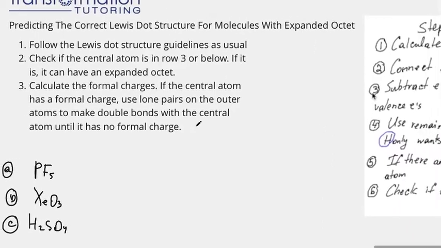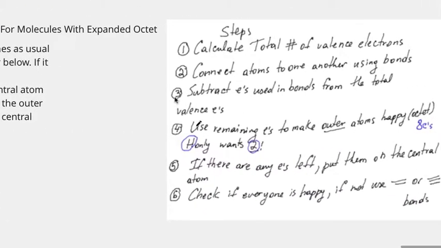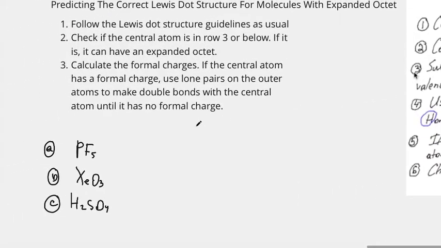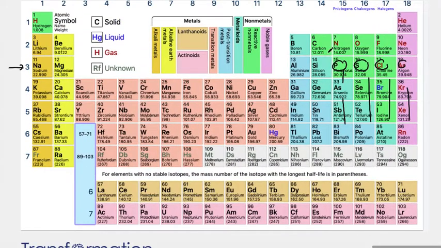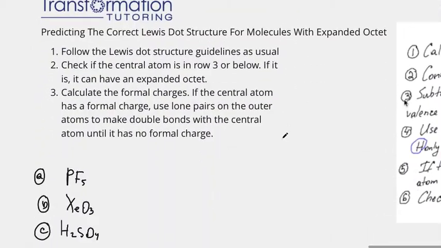Okay, we will go through my guidelines. First, I have to calculate the total number of electrons for PF5. If you look at the periodic table, phosphorus is here, and these are the group numbers 1, 2, 3, 4, 5, 6, 7, and 8, and these represent how many valence electrons each element has. Phosphorus is in group 5, it has 5 valence electrons, so we will do 5 plus.